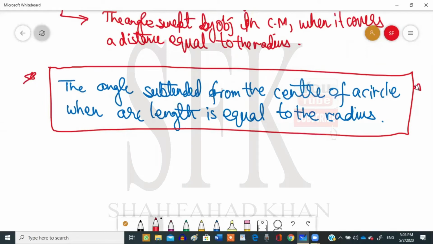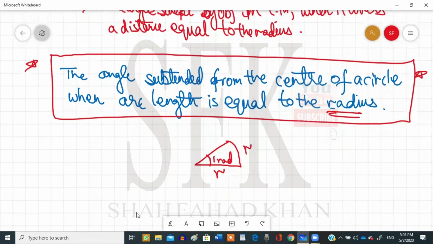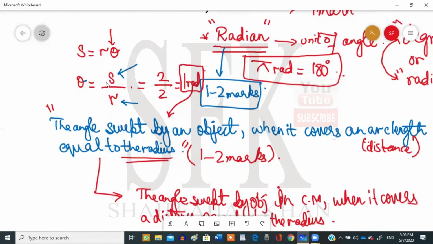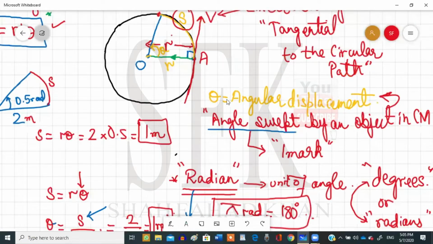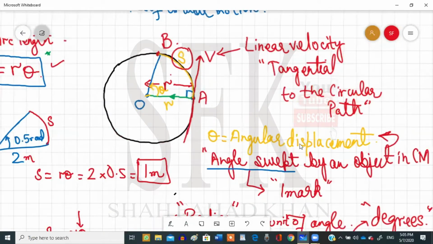The angle which is subtended by an arc which is equal in length to the radius of a circle. For example, if this is the arc, if this arc length is also r, and if this radius is also r, then this angle over here is 1 radian. This is the definition of a radian. This is almost always asked, guys, so you better remember this definition. All right, now after we've defined what radian means, an angular displacement has been defined as well.